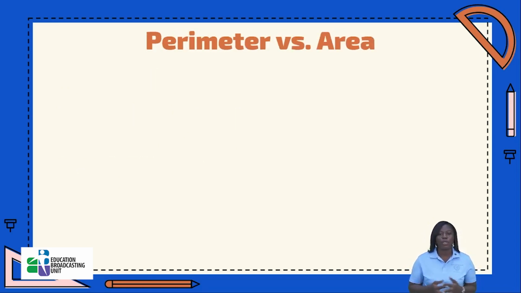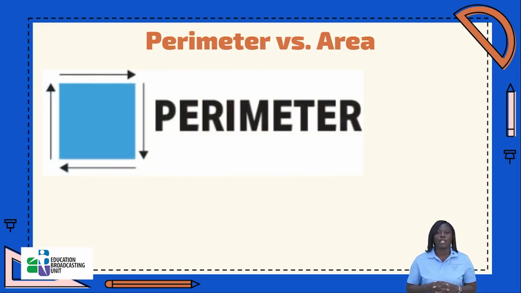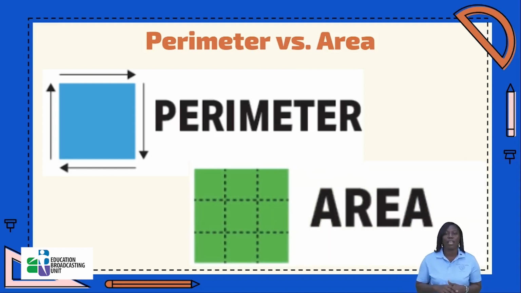What is the difference between perimeter and area? Very often, it is sometimes difficult to remember the differences. This is one way of thinking about them. Perimeter is the space outside of a shape, while area is the space taken up inside of the shape.